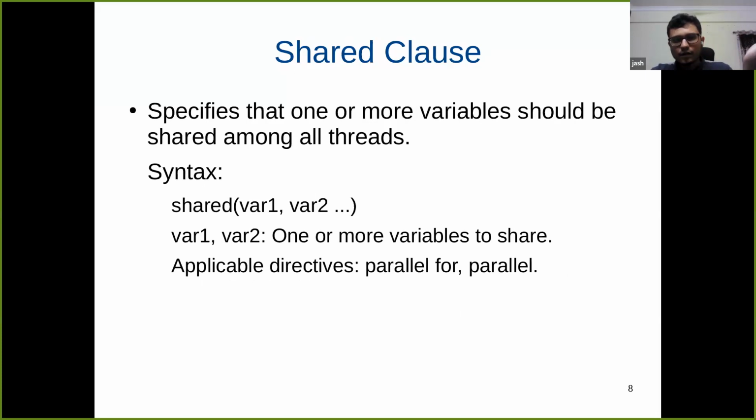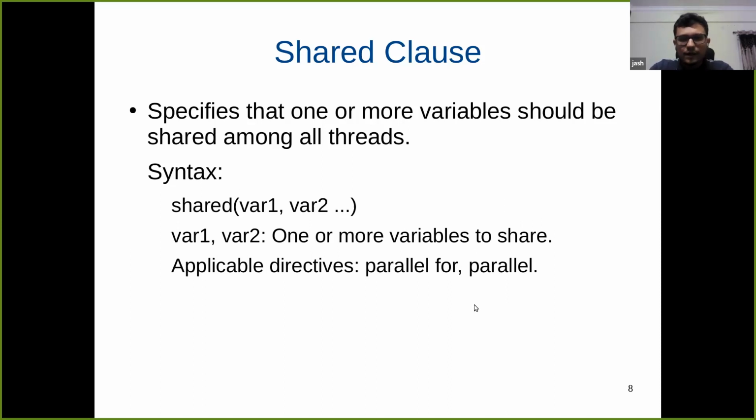Now coming to the shared clause, it specifies that one or more variables should be shared among all the threads. In our case, it was A and N, which we wanted to be the shared ones. The syntax is very similar: shared followed by the set of variables in parentheses, and you can specify multiple variables again. Coming to the applicable directives, you can apply it for parallel. There are a few more directives also, but I have covered the ones that we have seen so far here.